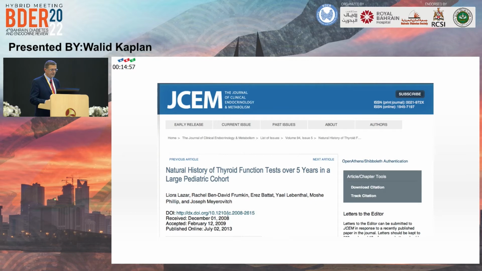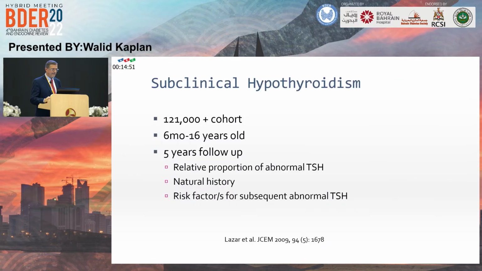The first study is taken from a national insurance registry, and they followed more than 120,000 children between the age of 6 months and 16 years who happened to have a TSH done. Over a 5-year period in this very large cohort, they wanted to see, number one, the relative proportion of abnormal TSH, and number two, the natural history of this abnormal TSH. Then they wanted to conclude whether there are any risk factors that can help in the future in knowing which patient should be treated and which should not.